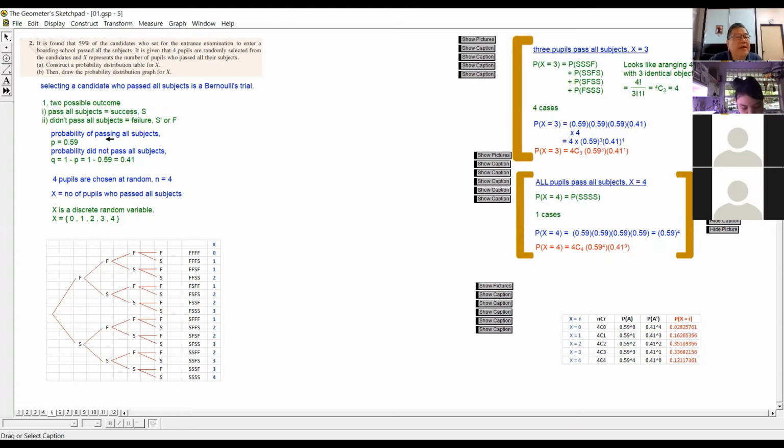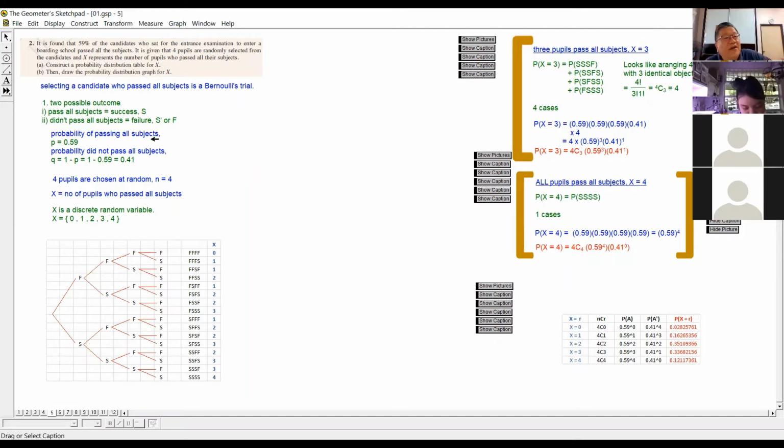Now, what is the probability of passing all the subjects? The probability of passing all the subjects is 59%. You convert into probability, you divide by 100, so it is 0.59. That is the probability of passing all the subjects. And this number, we call it p. The probability of success, we call it p. Now this p is not my symbol, it is the standard symbol. Everybody uses the letter small p to represent the probability of success.